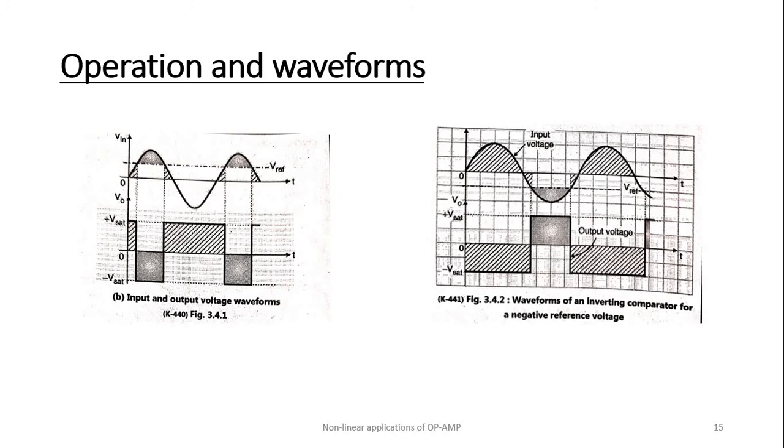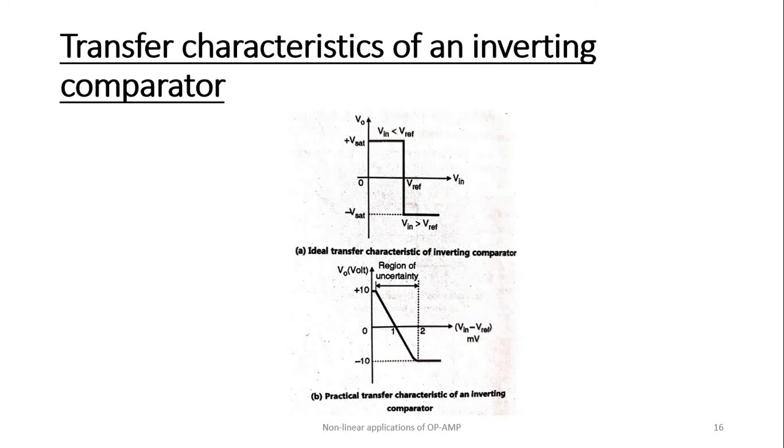If the reference voltage is made negative, then the input-output waveform is modified according to this figure. This is the transfer characteristic of an inverting comparator. When VIN is less than V reference, VD is positive, therefore the output voltage is plus V saturation, and when the voltage VIN is greater than V reference, then the output voltage changes to minus V saturation from plus V saturation.